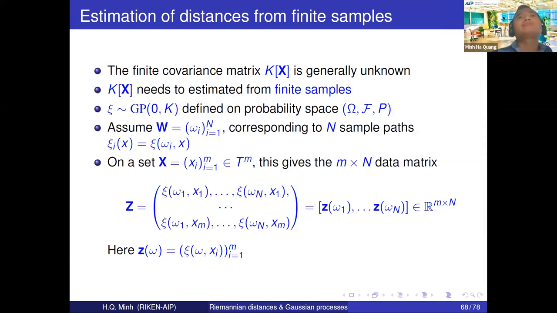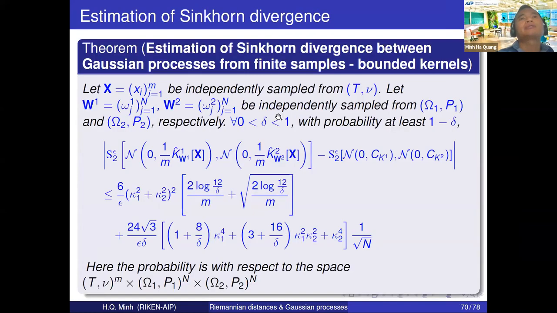I would probably skip this because it's too much. Just to say that if the finite covariance matrix K_X is not known, then we can also estimate K_X from finite samples. We can show that if we estimate the sample covariance matrix from the sample data, we can also arrive at an estimation of the exact theoretical version. Here, the convergence is also dimension independent.